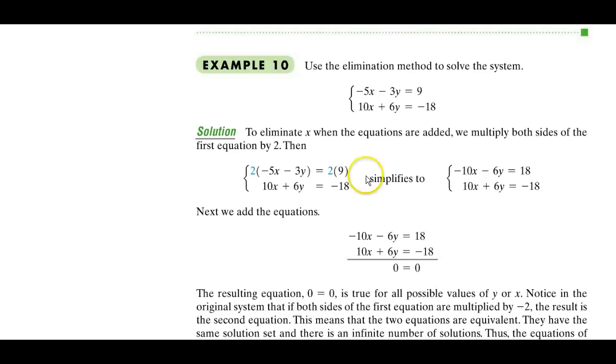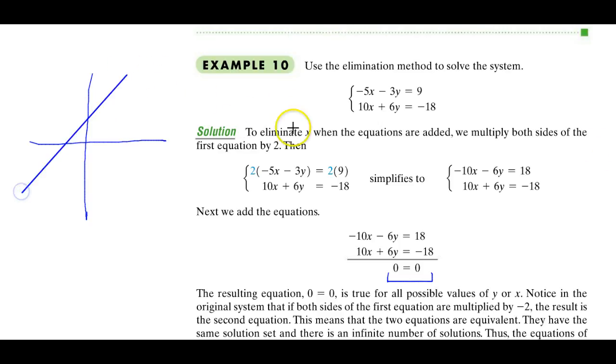Is that a true statement? Yes. When you have a true statement, it indicates that the lines were actually, let me just do it this way, that was one line, and the other line, which is the same equation, was right on top of it. So for this one, there is an infinite number of solutions, and we write it and just take either of the equations.